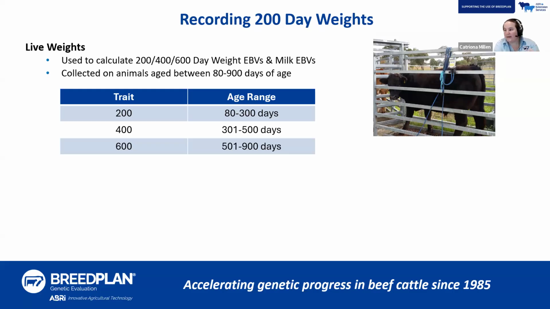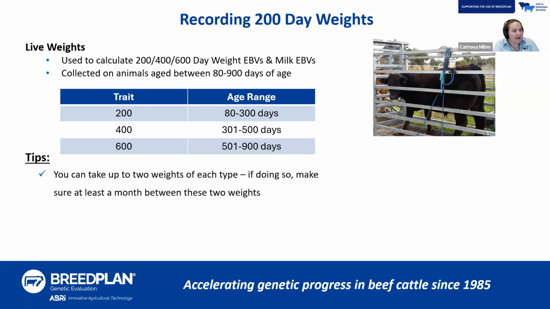Now, we don't want you to worry too much about this. It is ideal to do them when they're around 200, 400 and 600 days of age, but there is a range there. And if you're close to the edge of that range, so for example, they're ranging from 290 to 310 days of age when you record them, BREEDPLAN will actually work out should it be treated as a 200-day weight or a 400-day weight. So ideally, aim at around that time in their life when they are 200 days, but just be aware that BREEDPLAN will actually look at the group, work out the average age and treat it as a 200 or a 400-day weight accordingly.